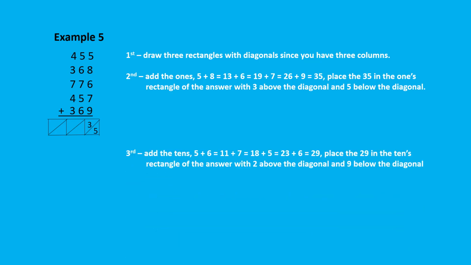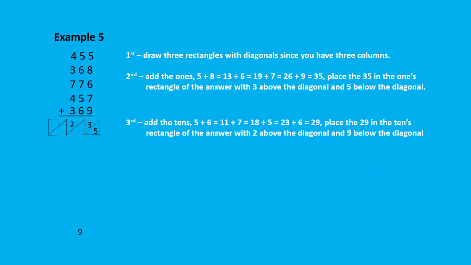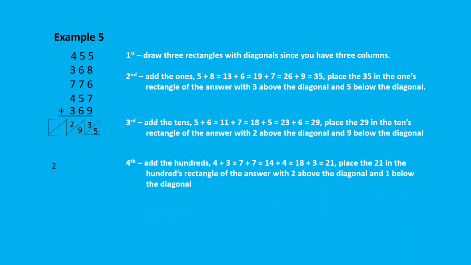Third, add the tens. 5 plus 6 is 11, plus 7 is 18, plus 5 is 23, plus 6 is 29. Place the 29 in the tens rectangle of the answer with 2 above the diagonal and 9 below the diagonal. Fourth, add the hundreds. 4 plus 3 is 7, plus 7 is 14, plus 4 is 18, plus 3 is 21. Place the 21 in the hundreds rectangle of the answer with 2 above the diagonal and 1 below the diagonal. Fifth, add the diagonals to find your answer.